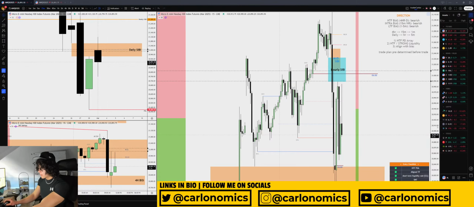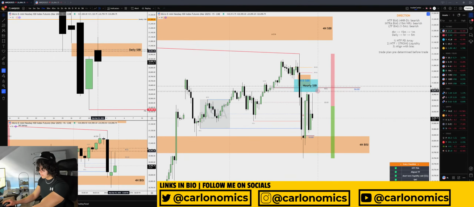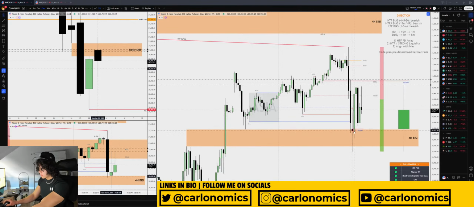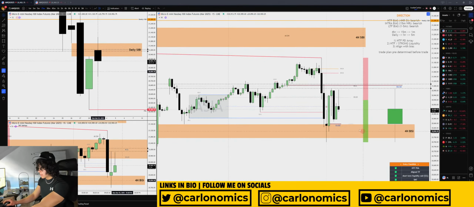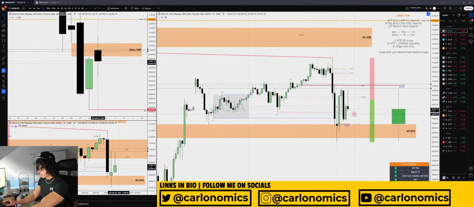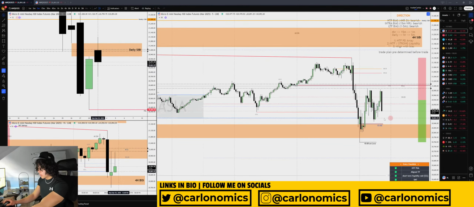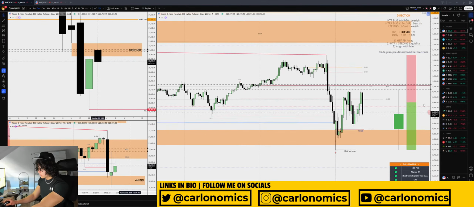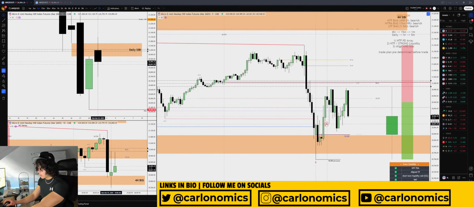15-minute time frame. So 15-minute time frame is basically inside this bubble. 10 a.m., 5-minute. Yeah. I don't like how we're just consolidating around this range.